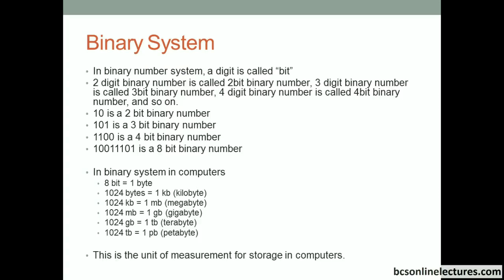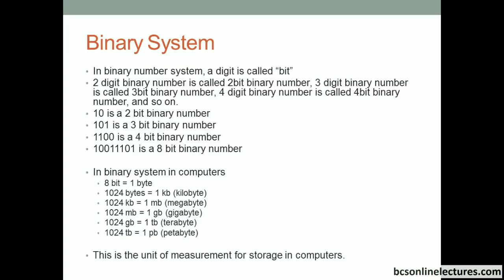8 bits is 1 byte, 1024 bytes equal 1 kilobyte, 1024 kilobytes equal 1 megabyte, 1024 megabytes equal 1 gigabyte, 1024 gigabytes equal 1 terabyte, 1024 terabytes equal 1 petabyte. So this is the bits and bytes system. For what? For storage of data, right?